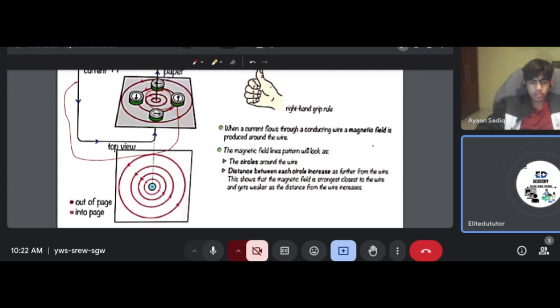Okay, so when the circles are close together, close to each other, they have the strongest current and the strongest magnetic field. If the circles are apart, with a larger distance, it means that they have weaker magnetic field lines.